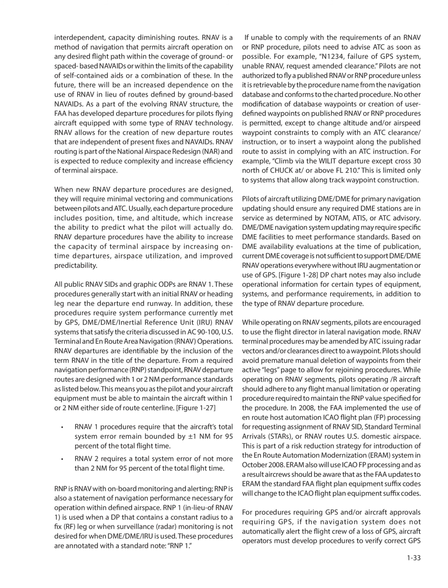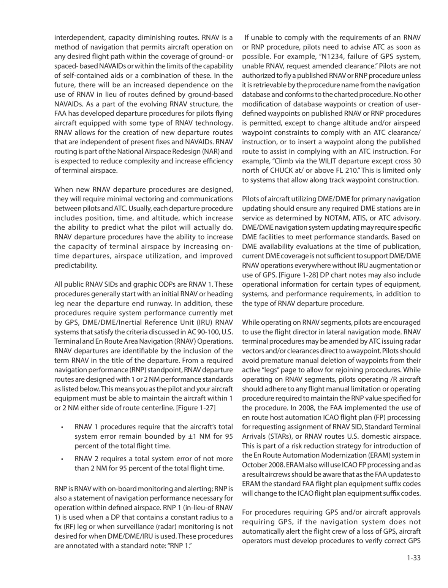In 2008, the FAA implemented the use of en route host automation ICAO flight plan (FP) processing for requesting assignment of RNAV SIDs, standard terminal arrivals (STARs), or RNAV routes in U.S. domestic airspace. This is part of a risk reduction strategy for introduction of the En Route Automation Modernization (ERAM) system in October 2008. ERAM also will use ICAO FP processing, and as a result aircrews should be aware that as the FAA updates to ERAM, the standard FAA flight plan equipment suffix codes will change to the ICAO flight plan equipment suffix codes.